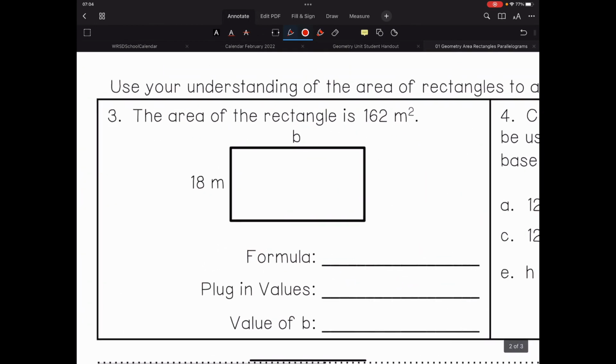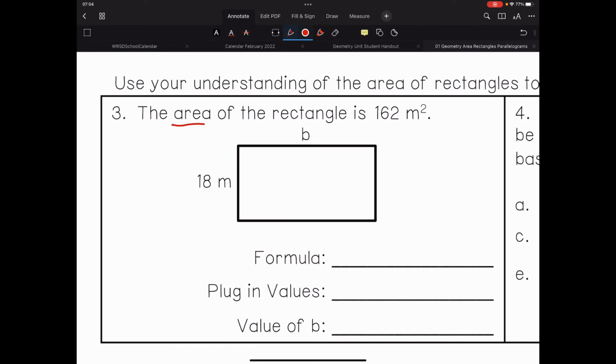It's problem number 3. You can see here the area of the rectangle is 162 meters squared. So there's 162 square units covering the surface area of that shape. You can see here we have one of the sides. In this one we have what looks like the height, and we're missing the base, right? B is unknown.